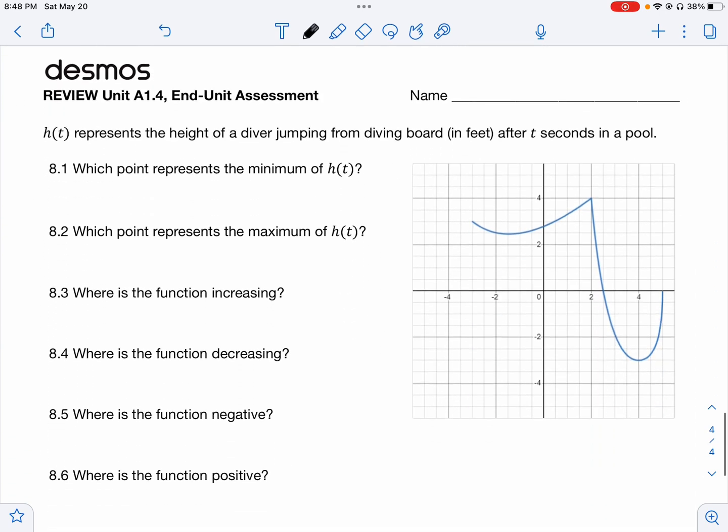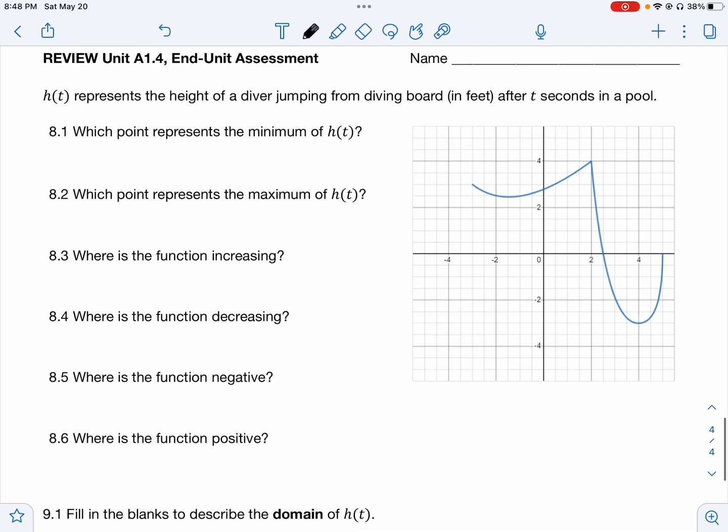Okay, which point represents the minimum of h of t? The minimum is the lowest point of the graph, so that is going to be at (4, -3). Which point represents the maximum? The highest point of the graph, so (2, 4).